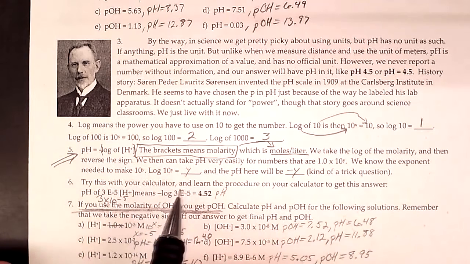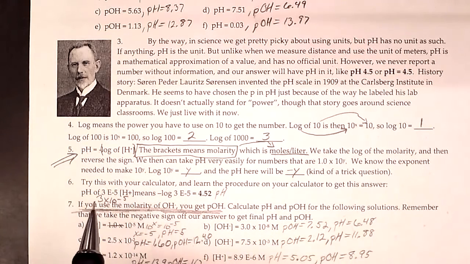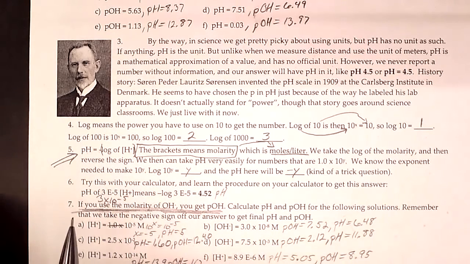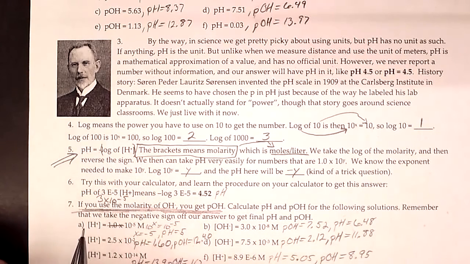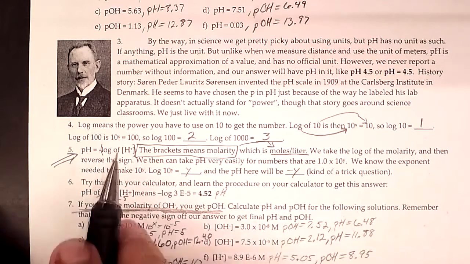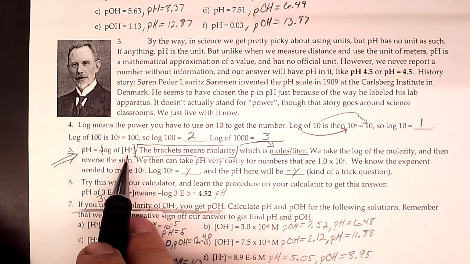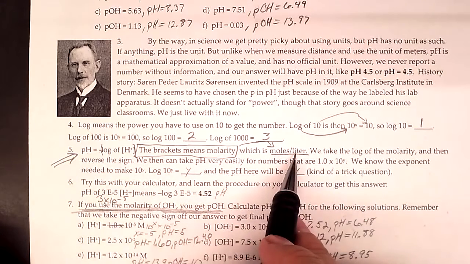Sometimes they write a capital M, sometimes they just put brackets. Honestly, I'm not sure why brackets is so much better. Capital M is easier to write and type, I think, but you see a lot of brackets, so I got to teach the brackets. Otherwise, I'm not doing you a favor for college class because they probably do a lot of brackets. And molarity is moles per liter, which is what we covered previously.